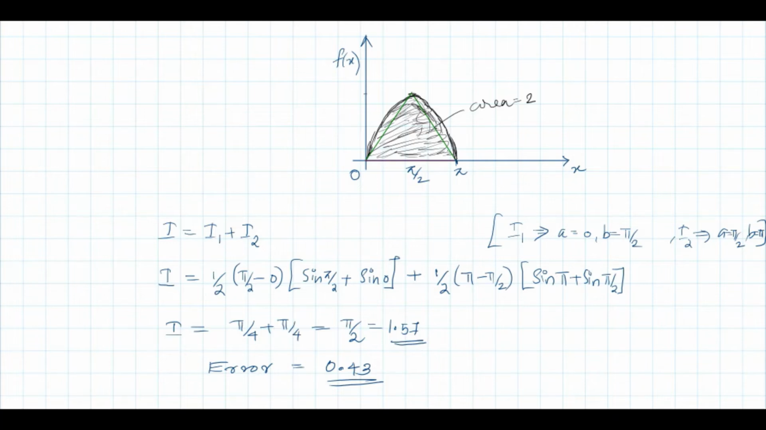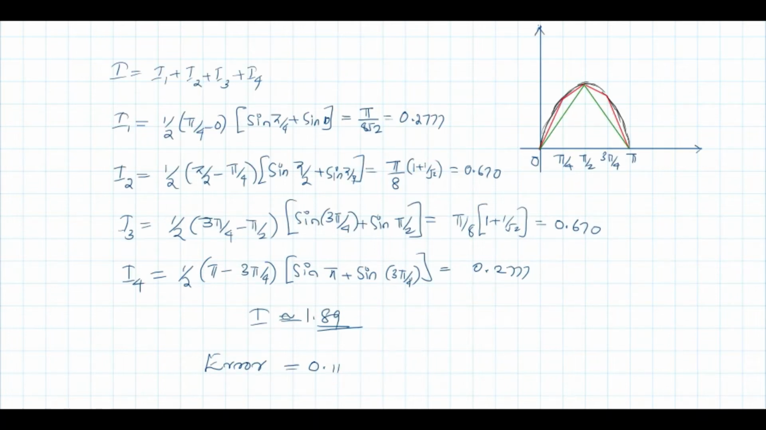Pi by 4 plus pi by 4, final answer is pi by 2 and it is 1.57. Error is 0.43. Exact value is 2 and you are reaching closer, 1.57. From 0 you reach to 1.57. Error is almost 25%. In order to further reduce the error, what is the idea? You further split this region, okay, into say 4, that is you are fitting 4 straight lines.